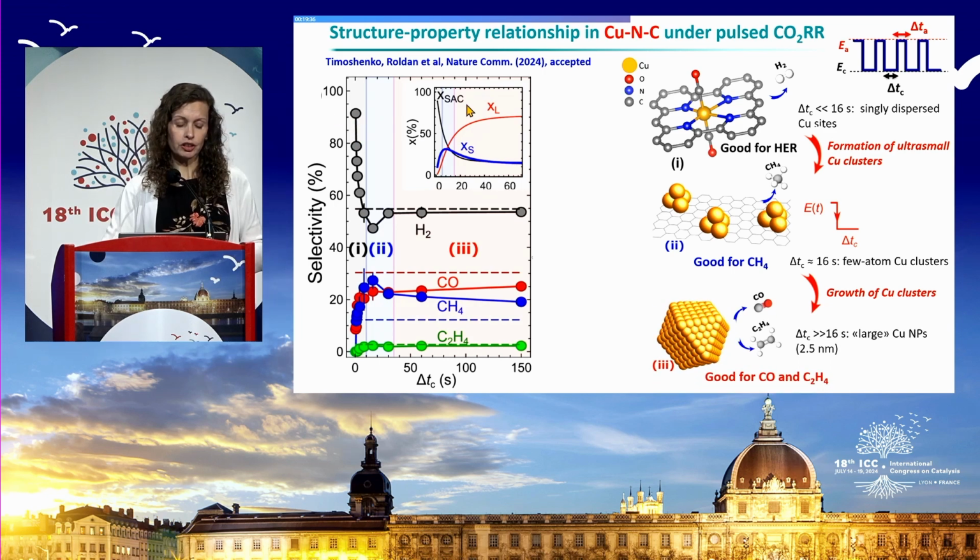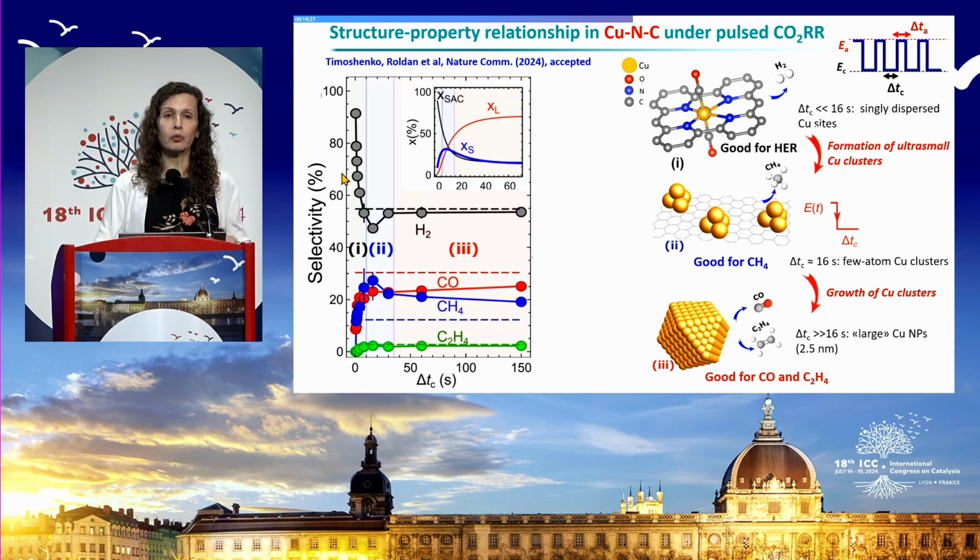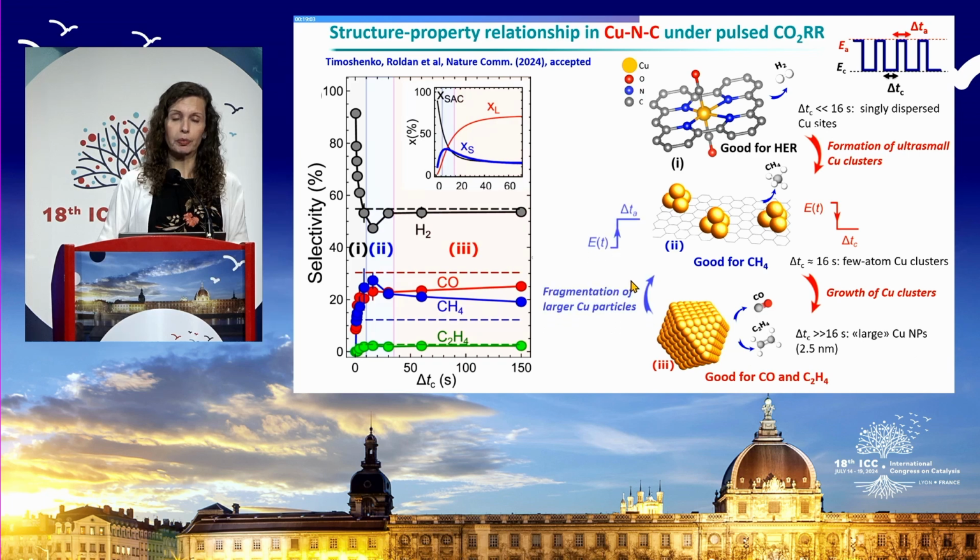The selectivity is changing as I change the length of the cathodic pulse. This is how long I'm doing CO2 electroreduction. And I'm making hydrogen at the beginning with the single atoms, which I don't want to make. Then if I go to longer cathodic pulses, I start to make other products, and this coincides with this change. I go from the single atom configuration, applying longer and longer cathodic pulses, to making small clusters, then nanoparticles. And if I play with the length of the anodic pulse here, I can go back and induce redispersion.